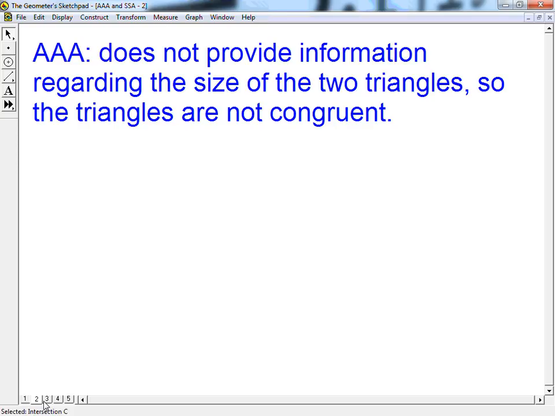They might look alike. The two triangles look alike, but they're not the same size. They're not congruent. Right now we're dealing with triangle congruency, so I'm going to say angle, angle, angle is not congruent.